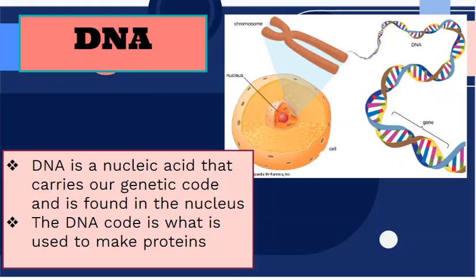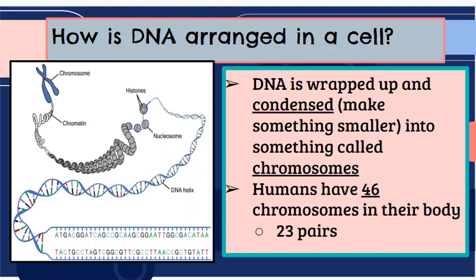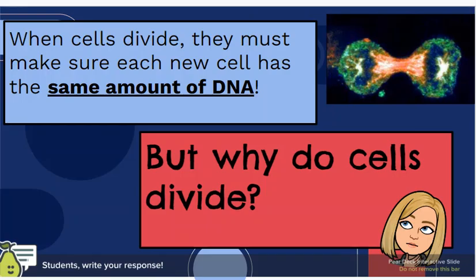DNA is found in the nucleus of cells. DNA is responsible for carrying our genetic code, and it's also used for making proteins. DNA is wrapped up in very condensed, tight bundles called chromosomes. Humans have 46 chromosomes in their body, or 23 pairs. As a pair, they're often drawn as an X, like you can see in the upper left-hand corner of the image on your screen. When cells divide, they need to make sure that the new cells have the same amount of DNA as the original cells.